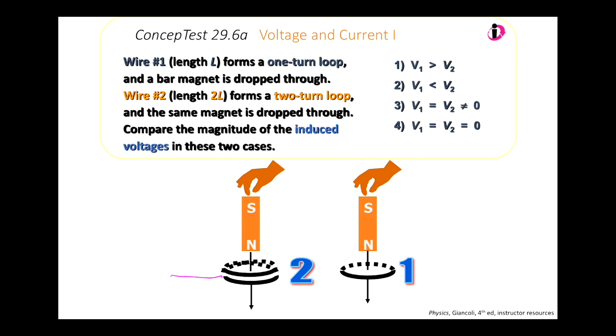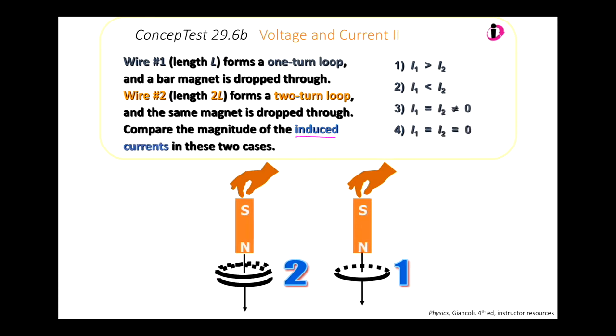Remember that capital N in the equation, right? More loops gives me more induced voltage. So 2 is going to have a larger induced voltage than 1. Yeah? So what can you say about the induced currents? This is a trick question.